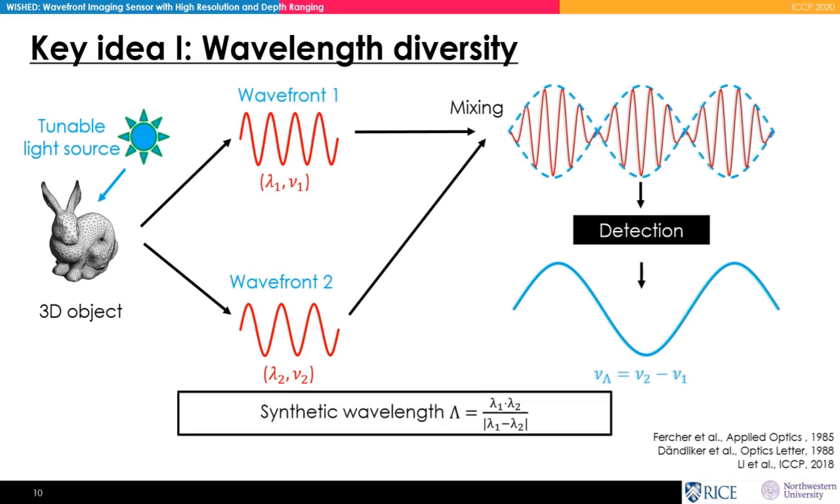We choose λ1 and λ2 to be very close to get a large synthetic wavelength. For example, if we use two wavelengths with 0.03 nanometer difference, we can get a synthetic wavelength of 24.4 millimeter. The unique measurement range is increased by more than 10,000 times. In this way, we are able to measure objects with large height variations.